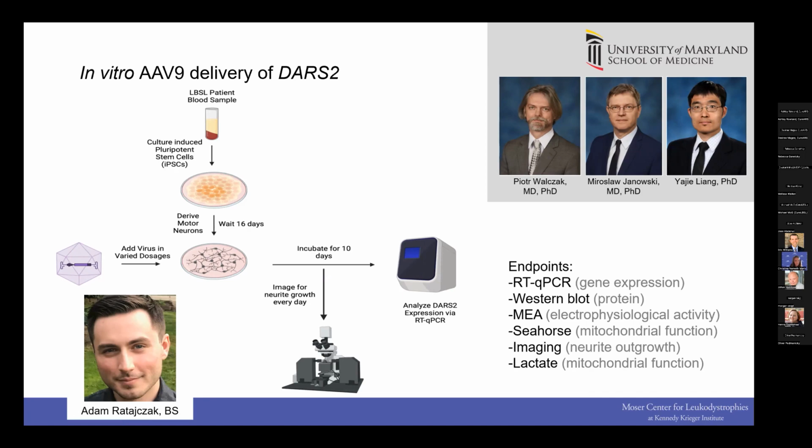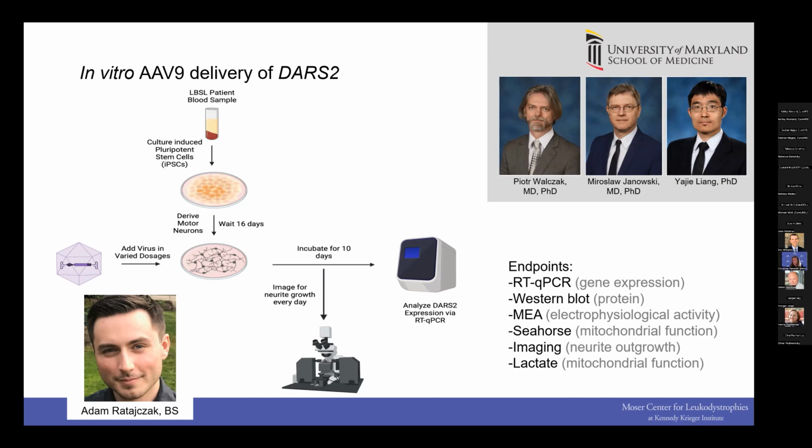In short, he takes the iPSCs, he derives them into motor neurons. He waits until these cells are mature motor neurons because we want to be able to see an effect in mature cells. That is what would be happening in the patients. And so at day 16 after differentiation, we consider roughly day 12 to day 14 to be mature. On day 16, he gives the AAV9 in various doses, incubates them for 10 days with the cells, and then we do qPCR to look for that effect on gene transcription. And then he also imaged every day to look at neurite outgrowth.